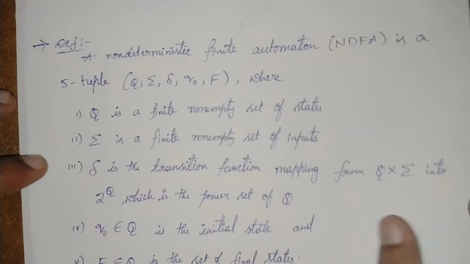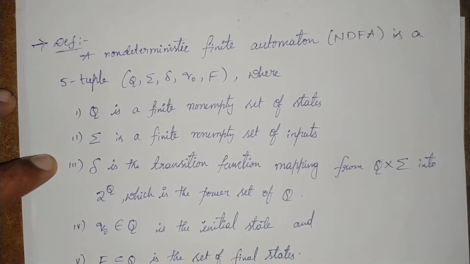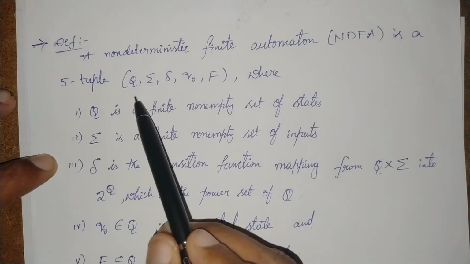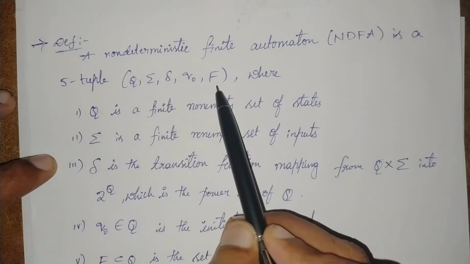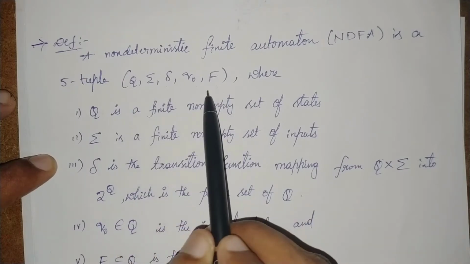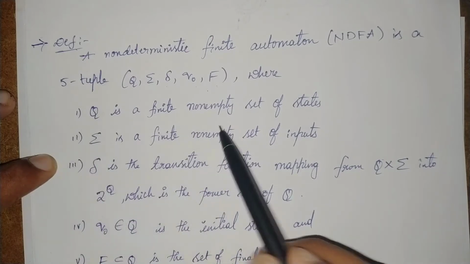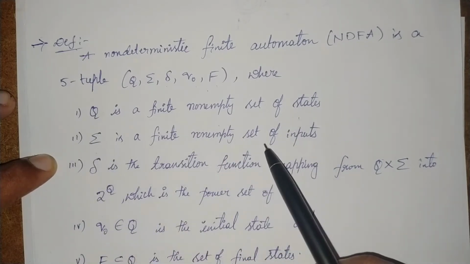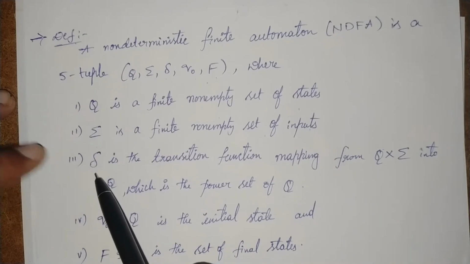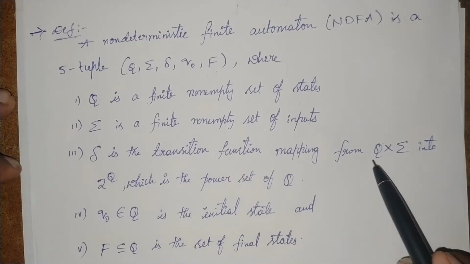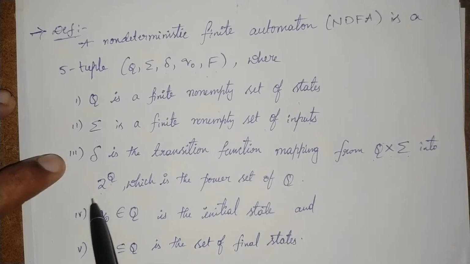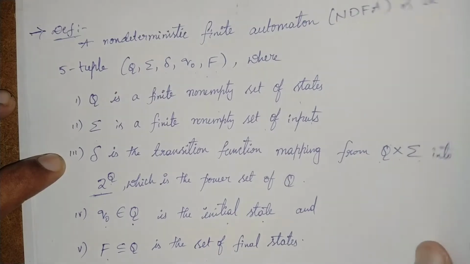So the complete definition of a non-deterministic finite automaton: it is a 5-tuple Q, sigma, delta, Q0 and capital F, which is similar to a finite automaton. So here Q is the set of states and sigma is the set of inputs and delta is the transition function from Q times sigma to 2 power Q. And Q0, which belongs to capital Q, is the initial state and capital F is the set of final states.